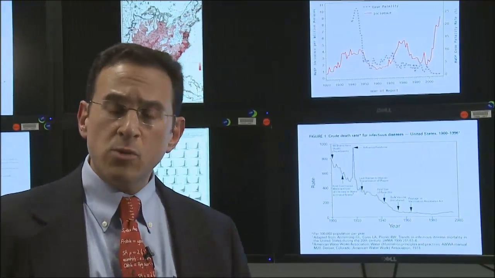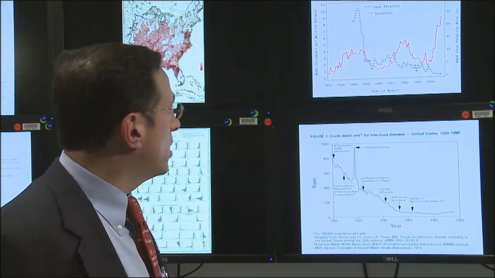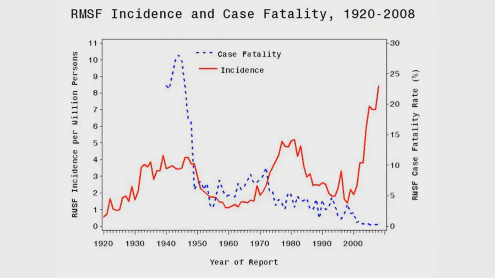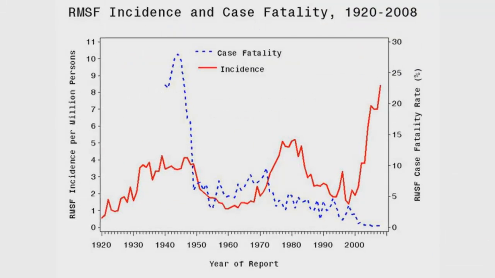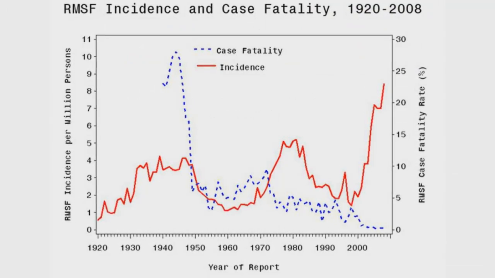Now, in the 20th century, other agencies of the federal government as well as the states have come in to collect these kinds of epidemiological statistics. For example, this incidence of Rocky Mountain spotted fever and case fatality data that go back to 1920 from the Centers for Disease Control.